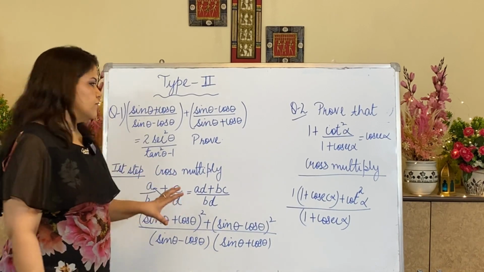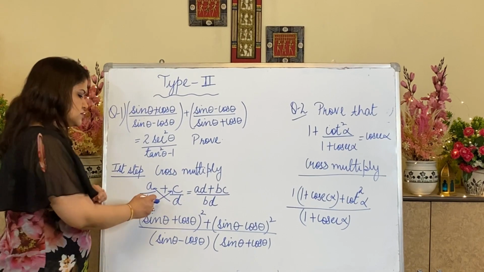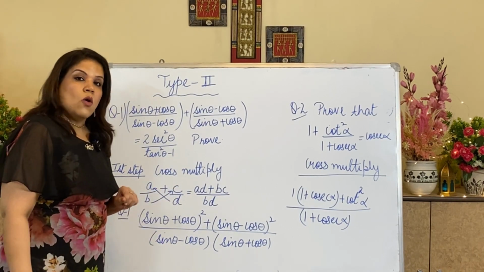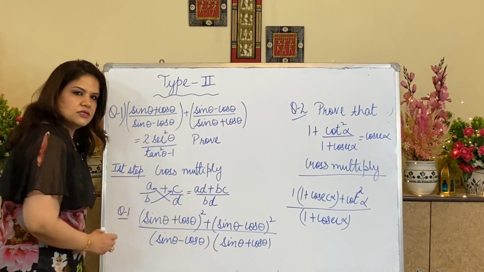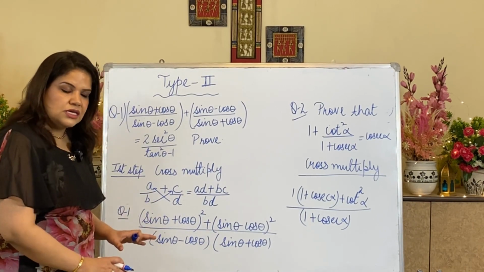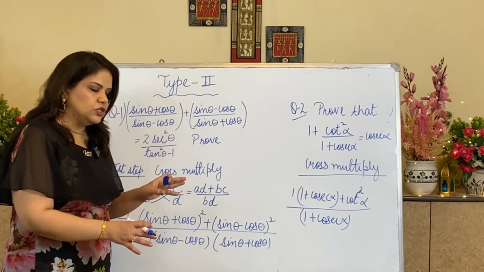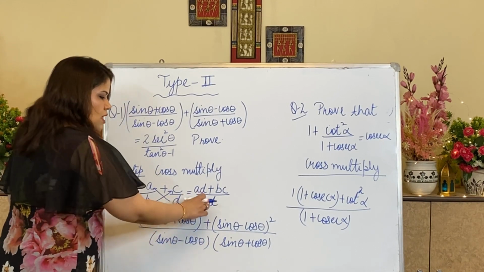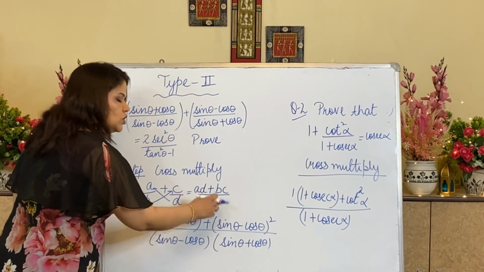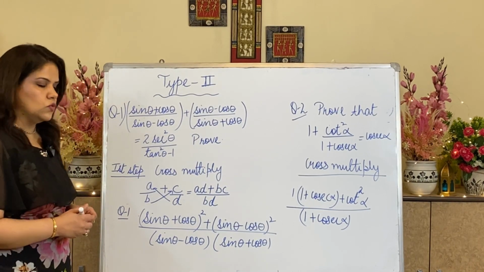If I have been given two ratios, A by B plus C by D, how to cross multiply? B and D are my denominators here. A and C are my numerators here. So what I will do, the denominators will get multiplied and make the new denominator. Is it clear? And what next I will do?